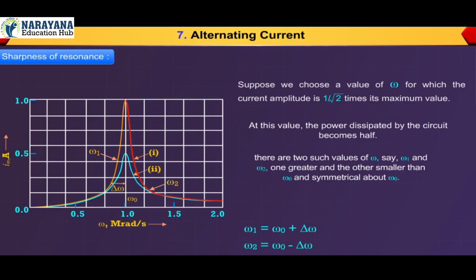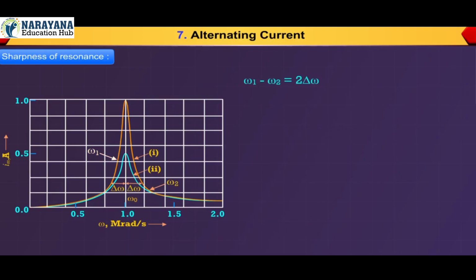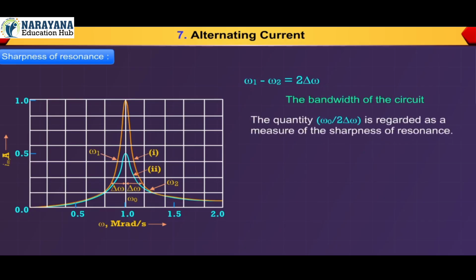Omega 2 is equal to omega 0 minus delta omega. The difference omega 1 minus omega 2, equal to 2 delta omega, is often called the bandwidth of the circuit. The quantity omega 0 upon 2 delta omega is regarded as a measure of the sharpness of resonance. The smaller the delta omega, the sharper or narrower is the resonance.